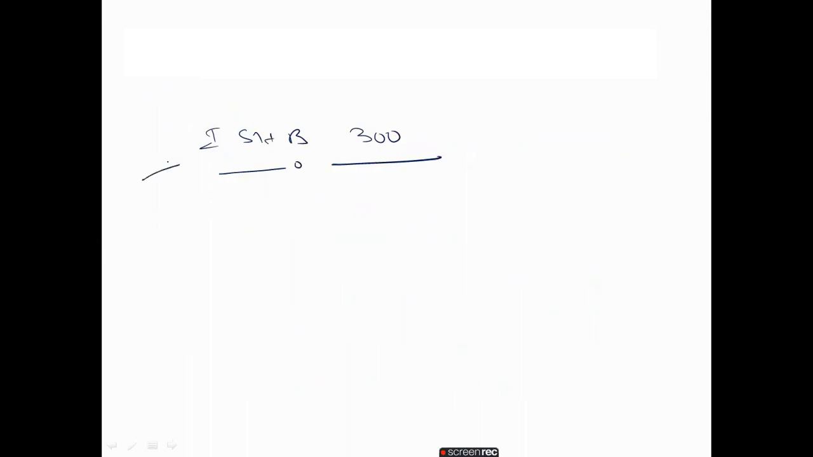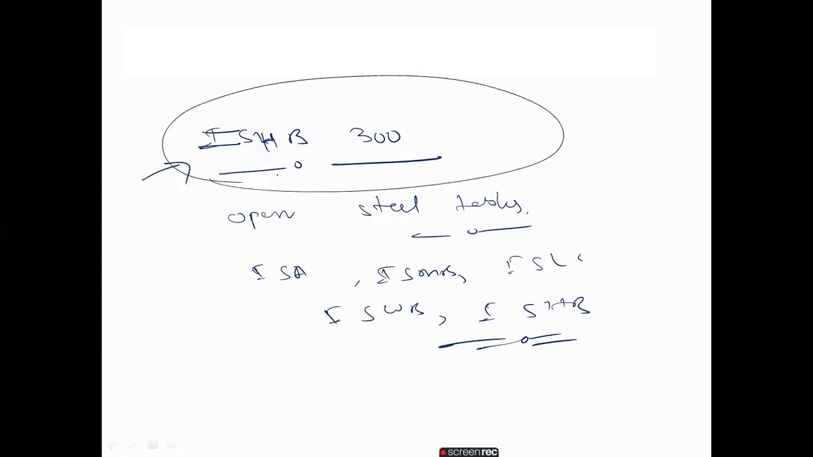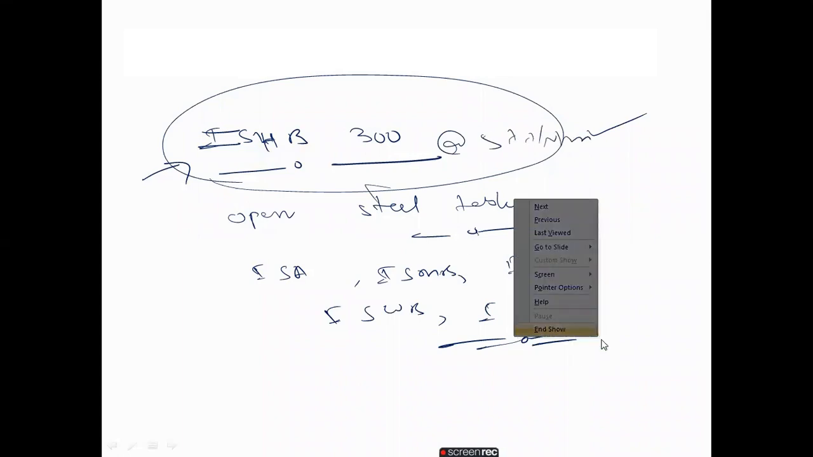So all of you check this one, Indian Standard Heavy Beam. ISHB means Indian Standard Heavy Beam. So now open the steel tables. I will check that. In that we have ISA, ISMB, ISLC, channel section, ISWB, like that, ISHB. Like we have different types of sections. From that we have to choose the ISHB section 300 at the rate 577 Newton per meter. Now I will open the steel tables.